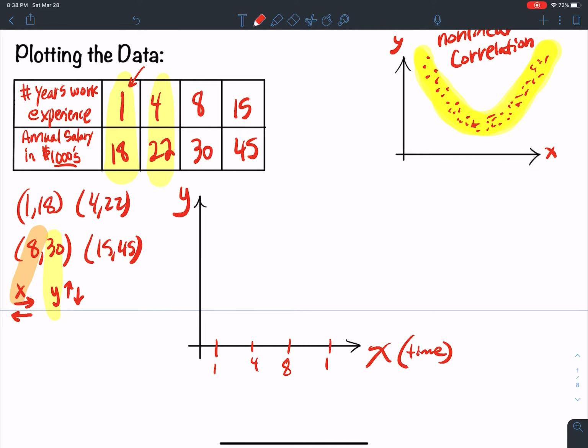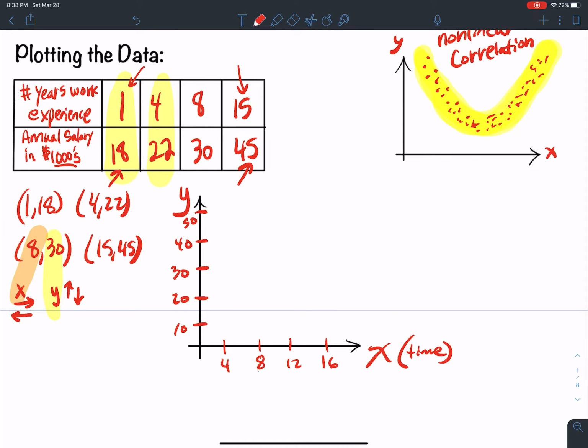Well, maybe I should make this to scale. I know I go between 1 and 15. So let's count by 4s: 4, 8, 12, 16. Okay? This other one starts at 18 and goes to 45, so I need to get up to like 50. So I'm going to do 10, 20, 30, 40, 50.